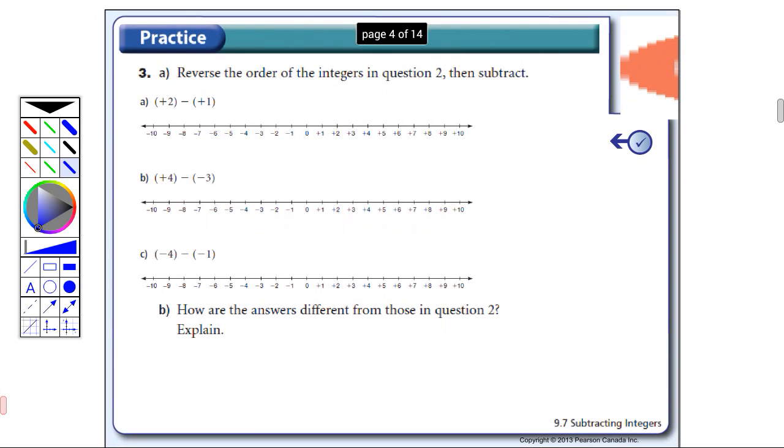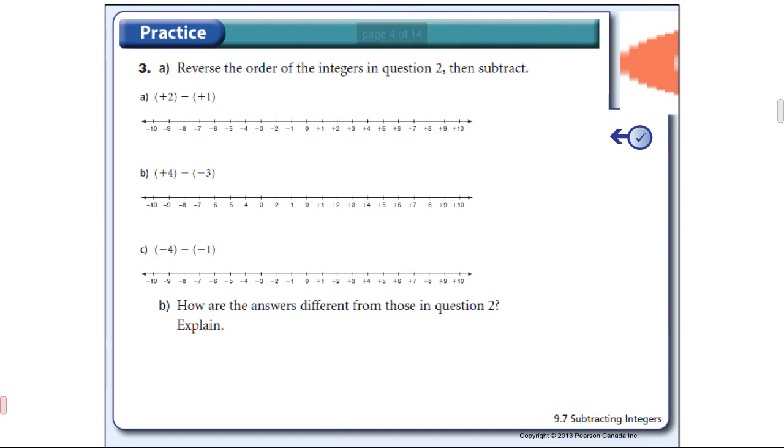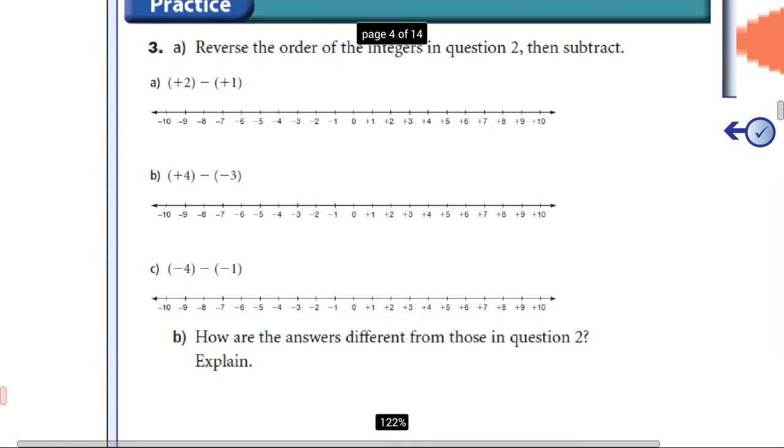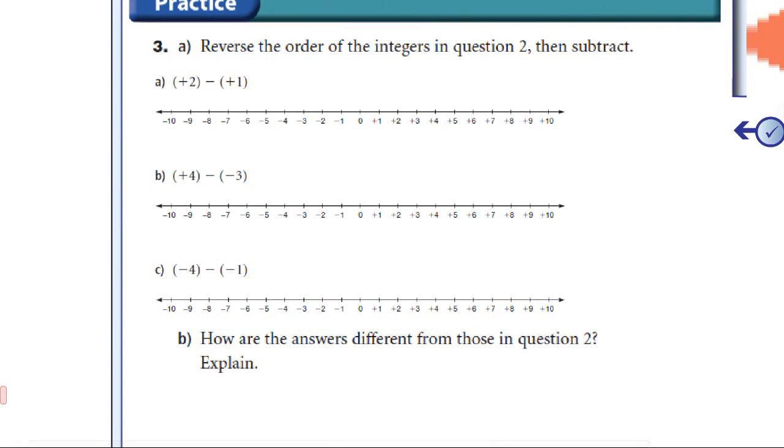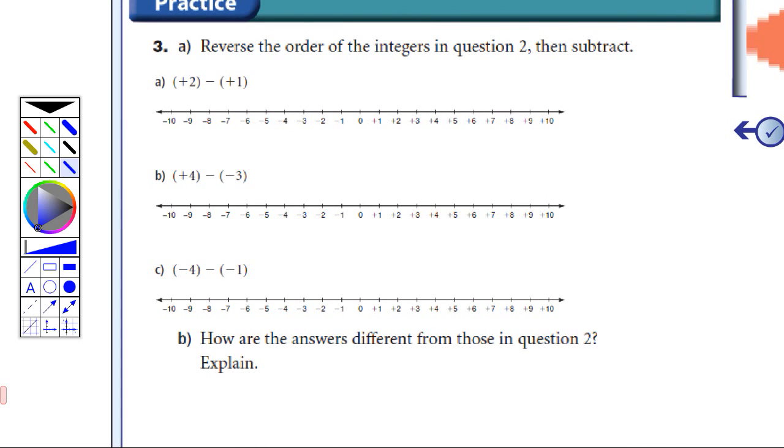Reverse the order of the integers in question 2, then subtract. So I'm just going to do A, B, and C for this part. See if I can make this a little bit larger. There we go. And we had plus 2 minus plus 1. So it says to reverse the order. So to reverse the order, we're going to make it plus 1 minus plus 2. Just switch the order around.